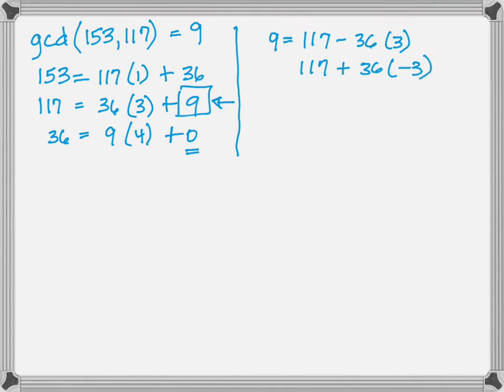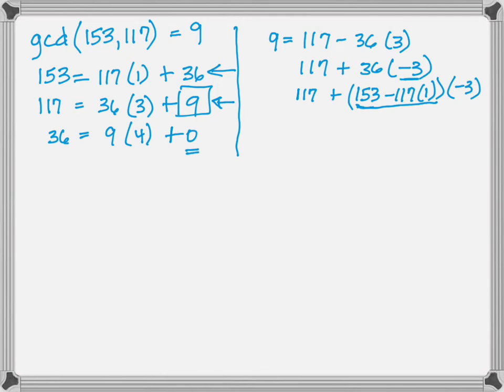Okay, the next thing I'm going to do is substitute 36 using the next line up. So I'm going to solve for 36, and I'm going to substitute that in. So I still have my 117 plus, and I'm going to use parentheses. Instead of 36 this time, I'm going to do 153 minus 117 times 1. And then this whole thing needs to be multiplied times minus 3, because I have this minus 3 up here. So this replaces the 36, this part right here, right?